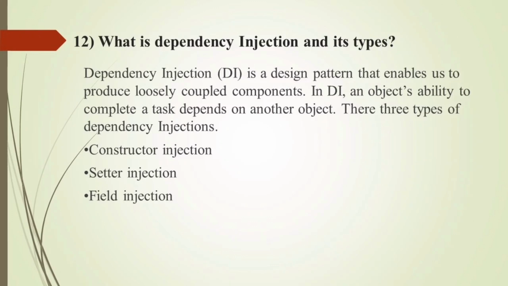What is dependency injection and its types? Dependency injection is a design pattern that enables you to produce loosely coupled components. In dependency injection, an object's ability to complete a task depends on another object. There are three types of dependency injection: constructor injection, setter injection, and the third type is field injection. By understanding and using constructor, setter, and field injection, you can create more flexible and maintainable code.